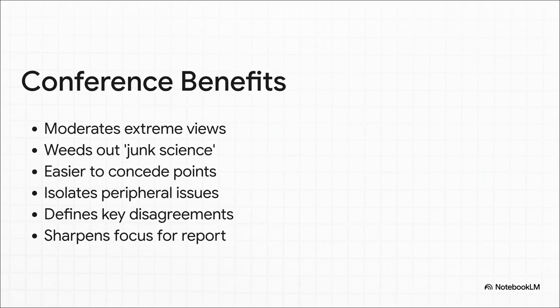So what does this actually look like in practice? Well, Justice James Wood pointed out a bunch of benefits. You know, when experts have to justify their opinions to other experts, the really extreme views tend to soften up. And it's way easier to concede a point in a conference room with your peers than it is under a tough cross-examination in court. The result is simple. The real disagreements get isolated, and the court's valuable time isn't wasted.